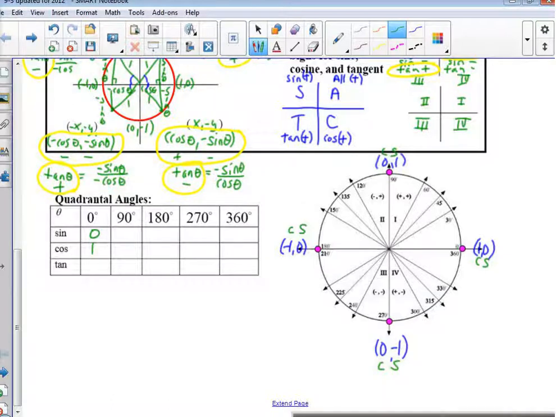So now I'll just go around here, and so 0, 1, so this is going to be 1, 0. -1, 0, so 0, -1, because you have to kind of go backwards. I put sine first, and then -1, 0. And 360 is coterminal to 0, so they're the same. Now, tangent is just y over x, or you could say that it's sine over cosine.